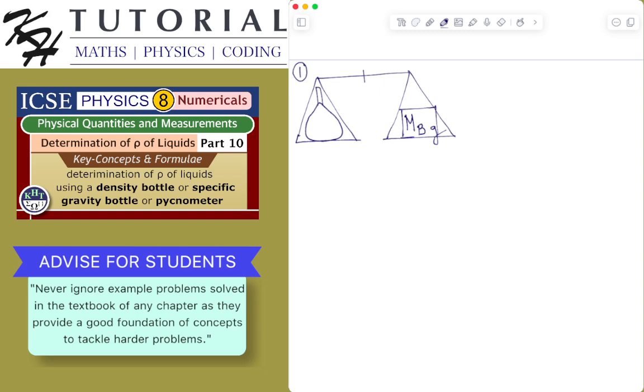Then what we do is we fill the density bottle completely with water.